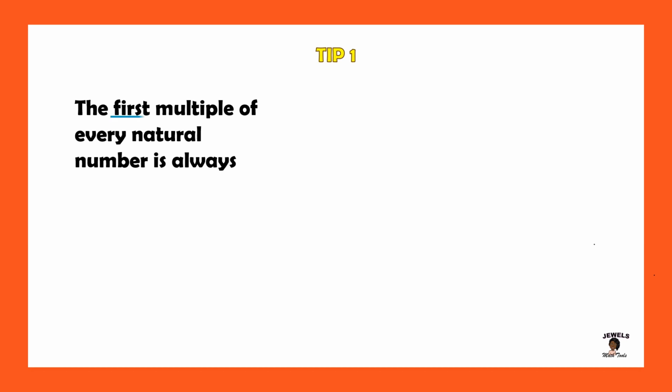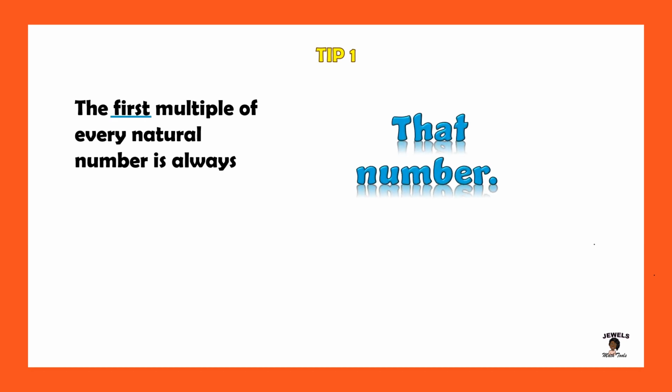So our first tip when listing our multiples is to remember that the first multiple of every natural number is always that number. And that number means the number that you are listing the multiples of. So for example, in my multiples for the number 4, the first multiple that I have listed for the number 4 is 4. So that means that whenever you are listing the multiples of a number, that number should always be the first multiple.